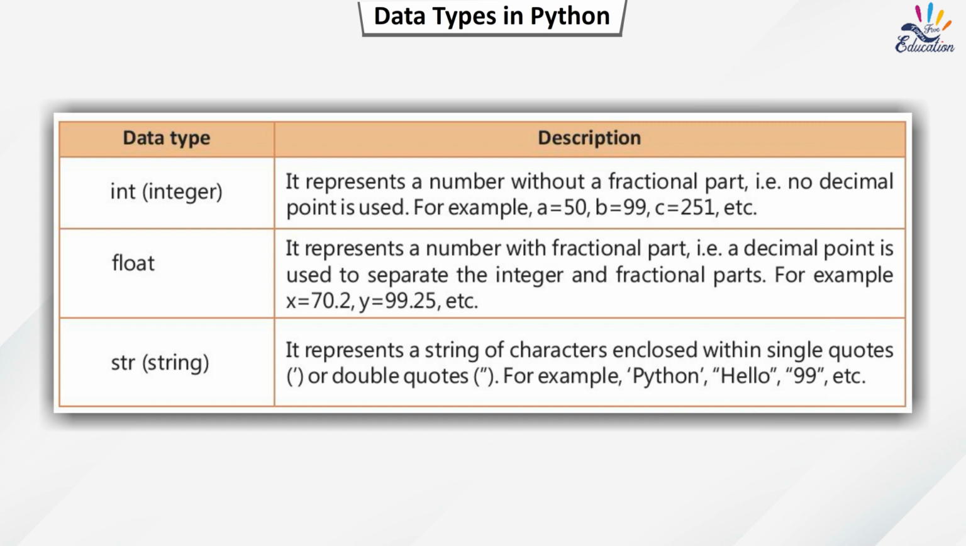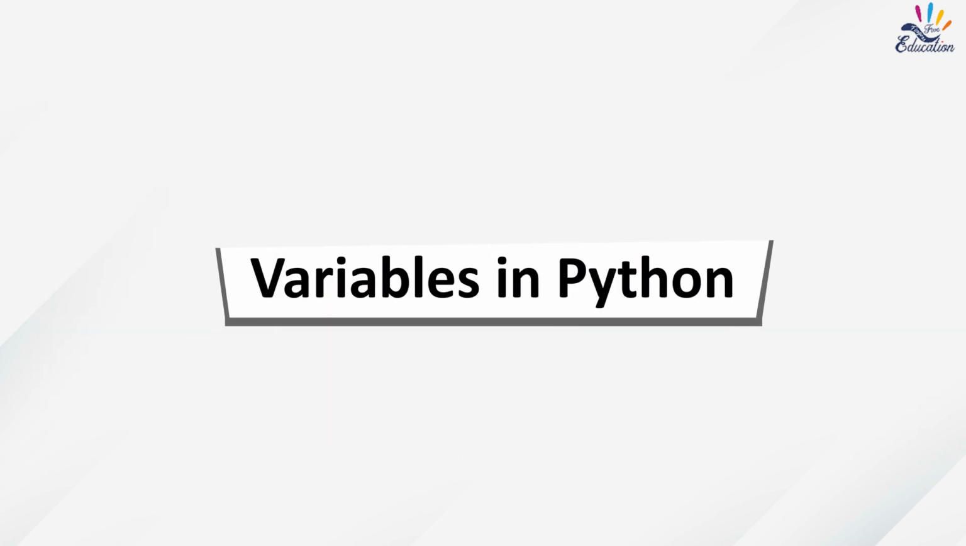Str, string: it represents a string of characters enclosed within single quotes or double quotes. For example, 'Python', 'hello', '99', etc. Variables in Python.